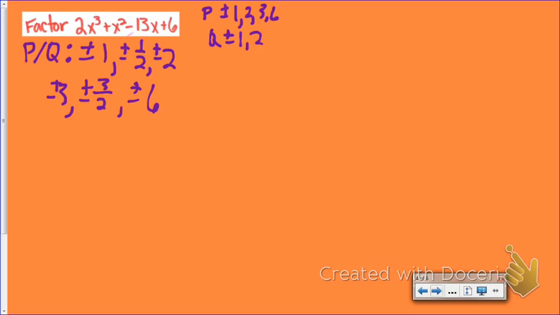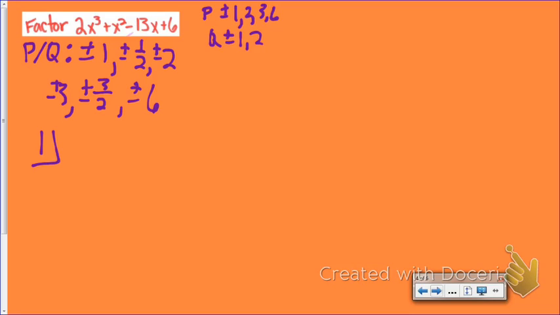So what we're going to do is determine which one of these actually is a zero. In order to figure this out, we're going to use what we learned with the factor and remainder theorem. If I do synthetic division with one of these numbers, I'll be able to prove it's a factor if I get 0 as a remainder. So let's try positive 1.